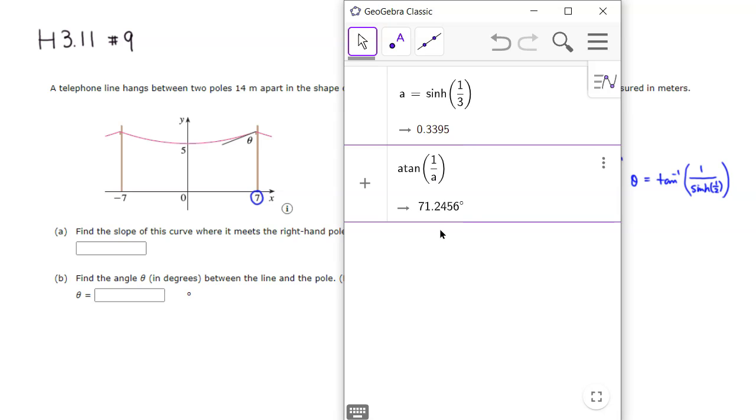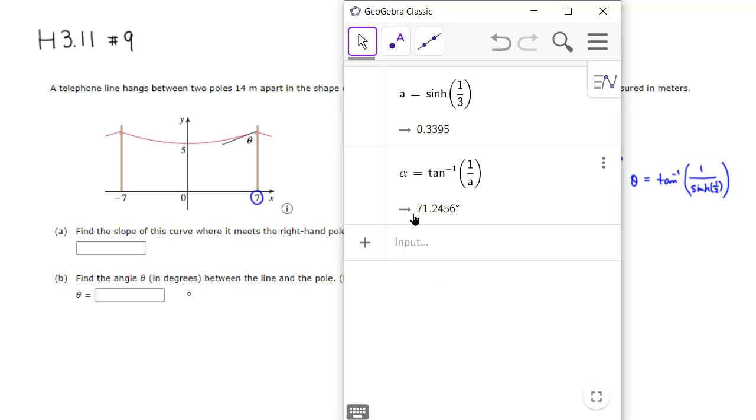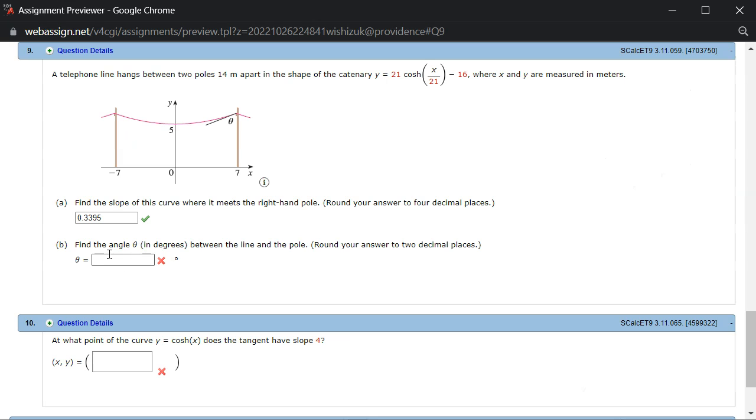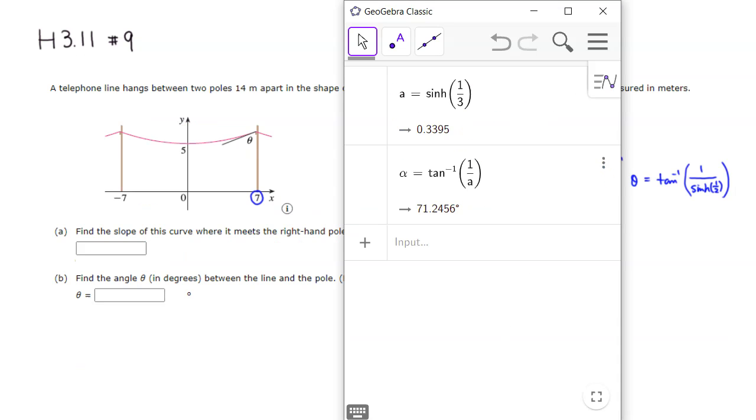It looks like we have 71.24. What's the precision they want? We want 2 decimal places, so it's 71.25. Let's type it in. We have 71.25 degrees. All right, let's check the answer. I came back and it looks like we got part B correct as well. All right, that's it. I hope that this was clear.